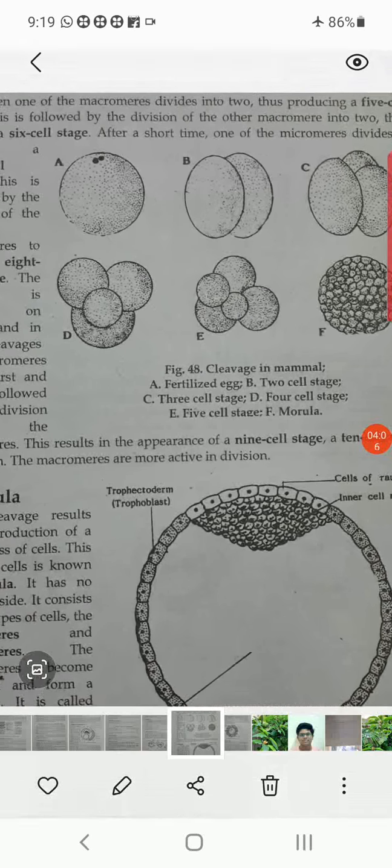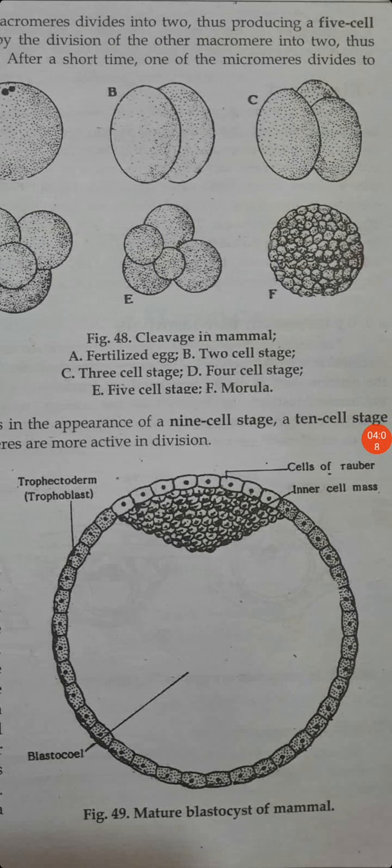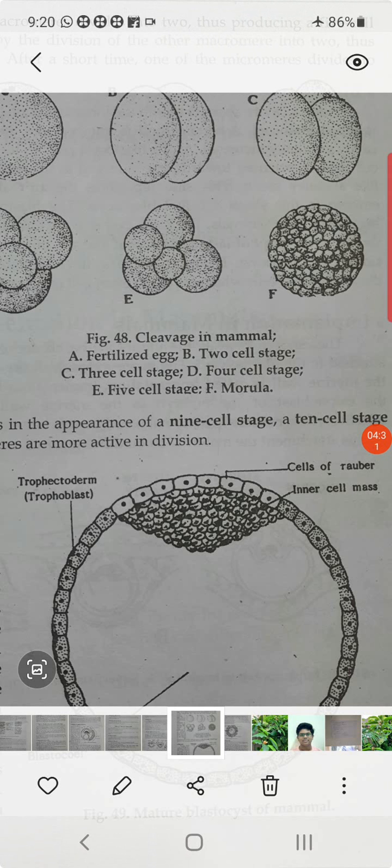So see the diagram here, the morula. Cleavage results in the production of a solid mass of cells, and this mass of cells is known as morula, and it has no cavity inside. It consists of two types of cells, micromere and macromere. Then they flatten to form a covering, called the trophoblast. See the diagram on the left side, the covering cells or the trophoderm, and it is nutritive in function. The interior of the morula is occupied by the micromeres, and this is the inner cell mass.